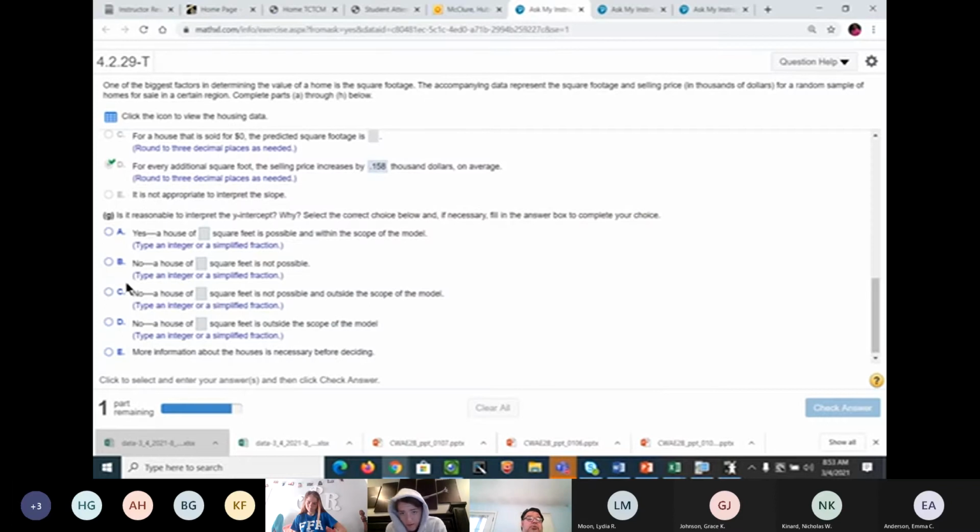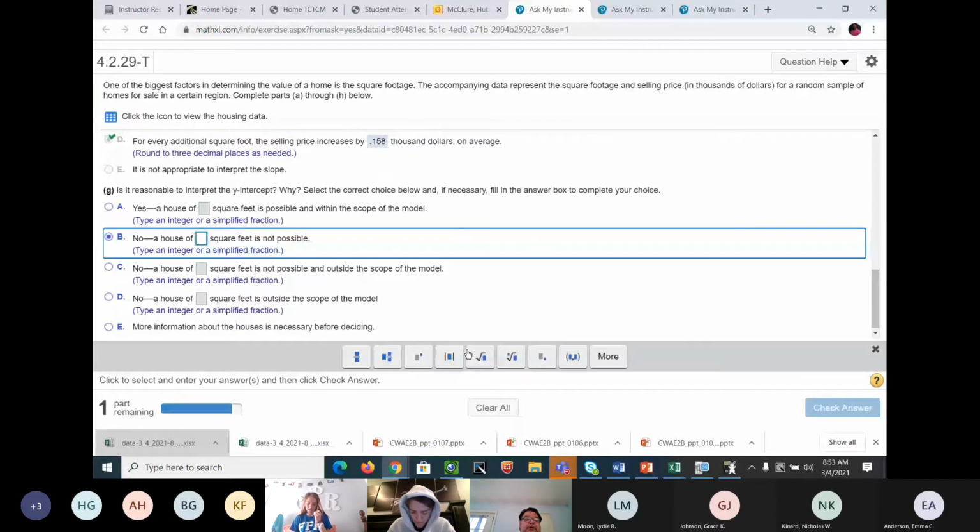So is it reasonable to interpret? No, we are not going to interpret. So that's either Bravo, Charlie, or Delta. A house of 0 square feet doesn't make sense. There we go. I would say it's this one.